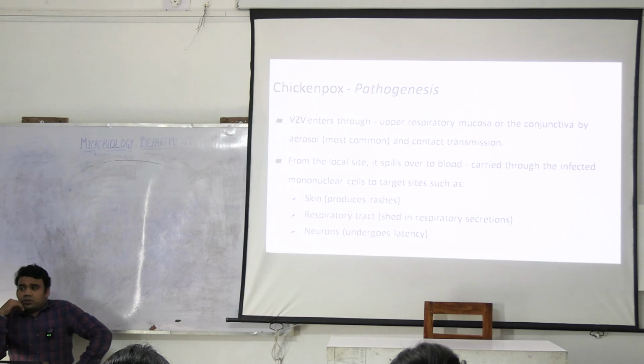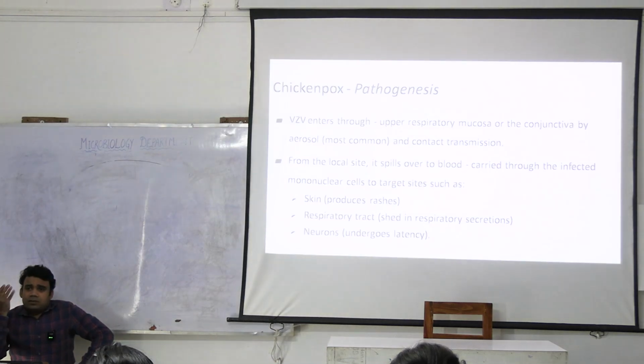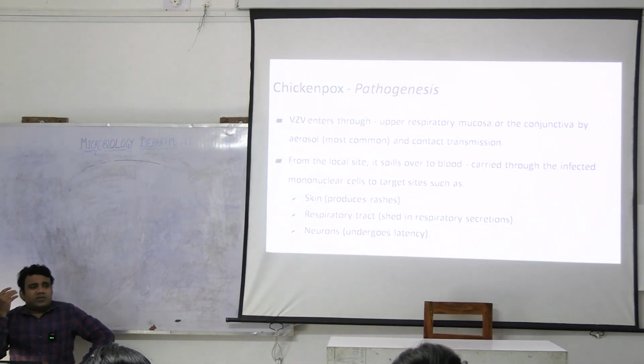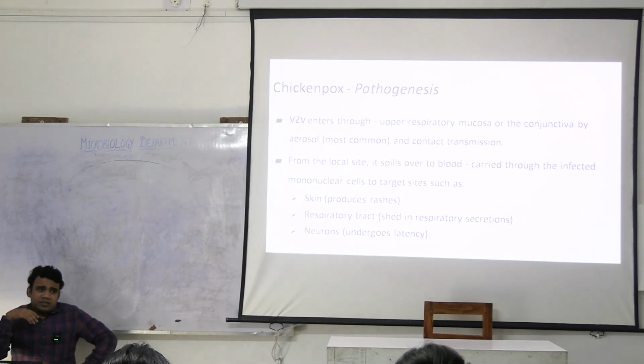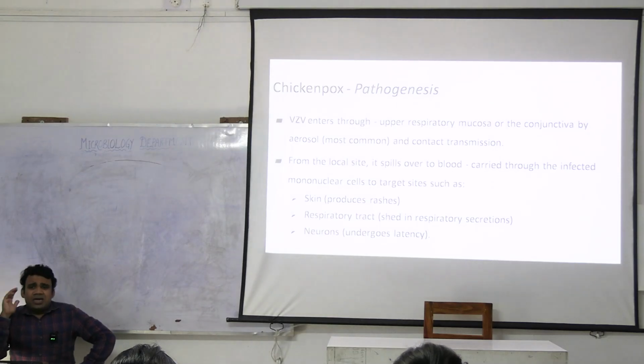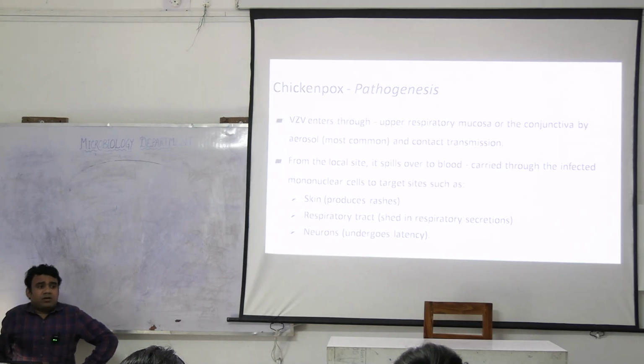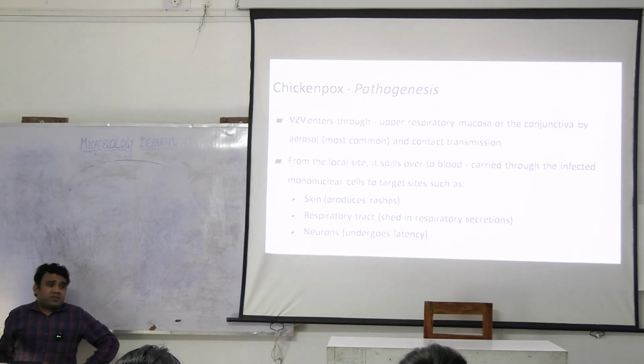Okay. So what happens there? When the person acquires the infection, the first site of infection is usually the nose or the upper respiratory tract. From there, the virus gets into the bloodstream and causes viremia. From there, it ends up in the skin, that is the nerve endings of the skin, thereby causing lesions on the skin. Sometimes this virus can also end up in the central nervous system or the spinal nervous system, especially the ganglions where it undergoes latency.